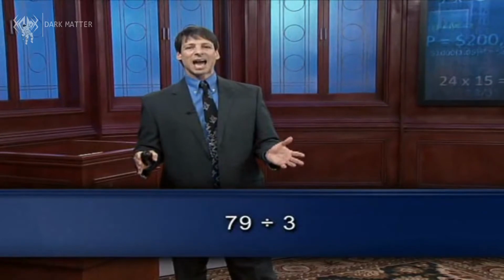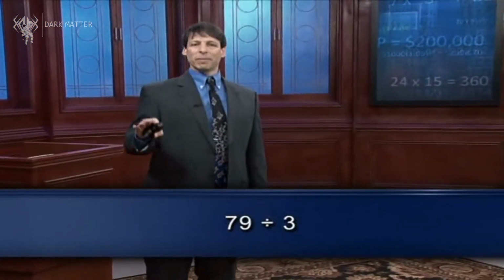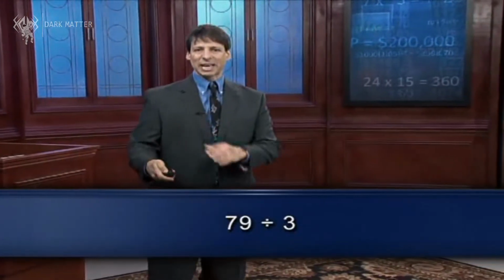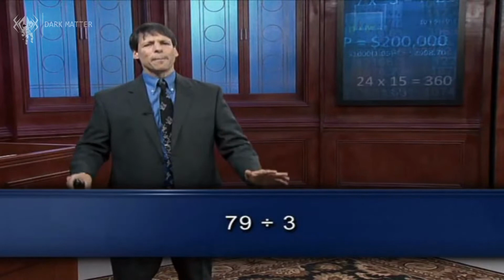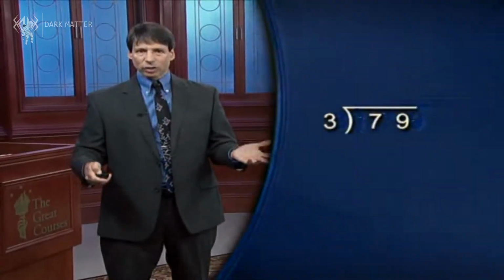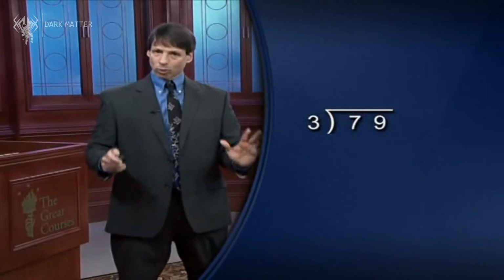All right, let's consider the problem 79 divided by 3. On paper, you might say 3 goes into 7 twice, subtract 6, then bring down the 9, and so on. But I do it slightly differently. Instead of subtracting 6 from 7, I think of subtracting 60 from 79. Mentally, it looks like this. It's a small change, but an important one.